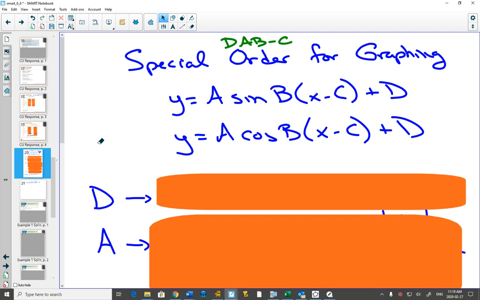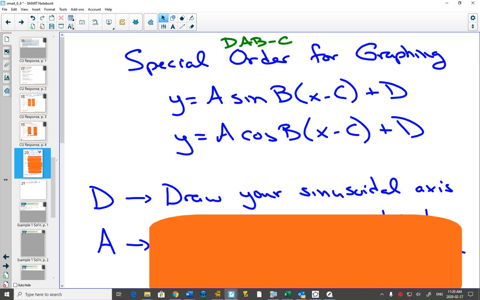So with your d value, the reason you can start with the d value is because the d value represents your sinusoidal axis. Does it make sense when you multiply something by your sinusoidal axis, which is at 0, it stays at 0? The only thing that affects your sinusoidal axis is shifting it up and down, your vertical translation. So you can start by drawing your sinusoidal axis wherever your d value is.